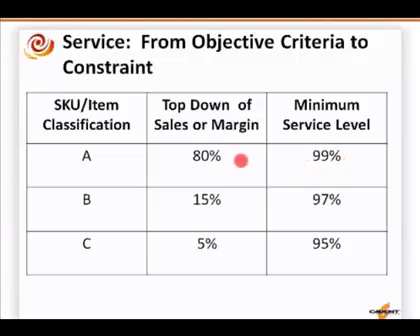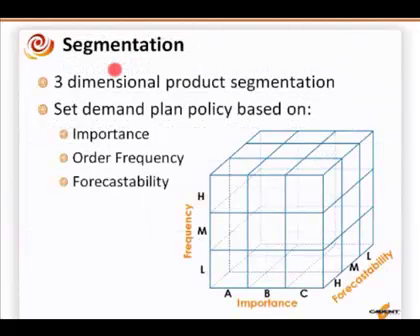You attach a minimum service level. You always want to have your A's because they're 80% of your sales in either sales or margin. And so you want that service level to be high. You set that somewhere around 99% or higher if you can. Your B's at 97, your C's at 95. If you're out of stock on these, it's not going to kill you that much. So that's one way of looking at it, and that's a way you turn an objective criteria into a constraint. And that's done all the time in inventory management.